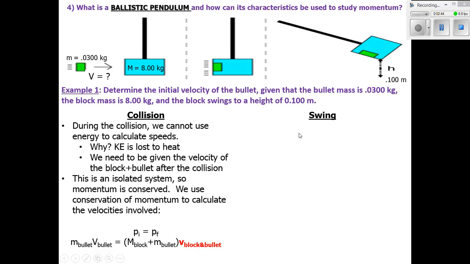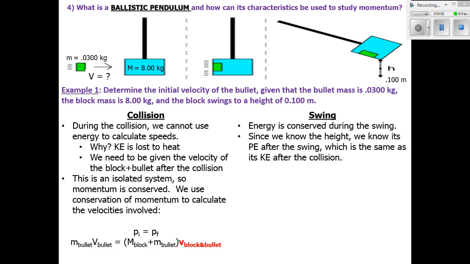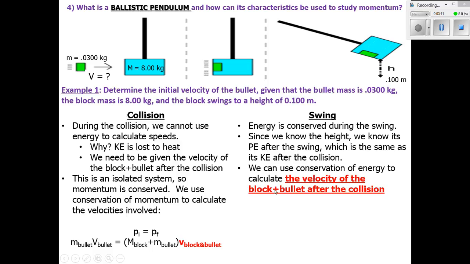Now, in the swing phase, we're going to be considering energy. At this point, the collision has already occurred, and so the kinetic energy of the block is going to be equal to the potential energy of the swing. And so we know the height, and we can calculate potential energy. That gives us the kinetic energy after the collision. That kinetic energy is a very handy number to know because you can use that to calculate the velocity of the bullet and the block after the collision, which is the only missing piece of information that we have here over on the collision side.